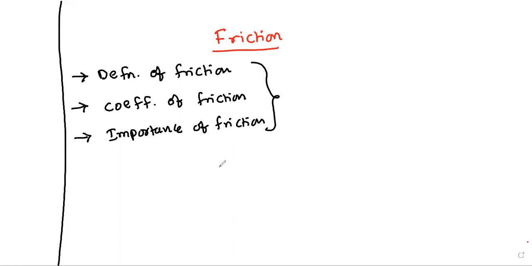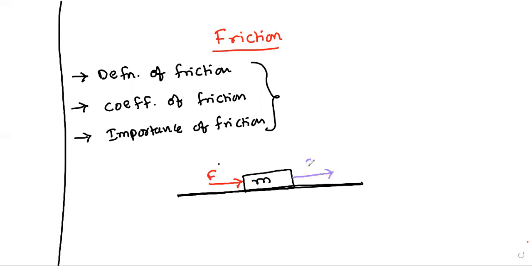Suppose generally I have an object placed on a horizontal surface. On this horizontal surface, it is a flat surface. Whenever we apply a force, then what will happen? As a result of the applied force, we have a displacement.